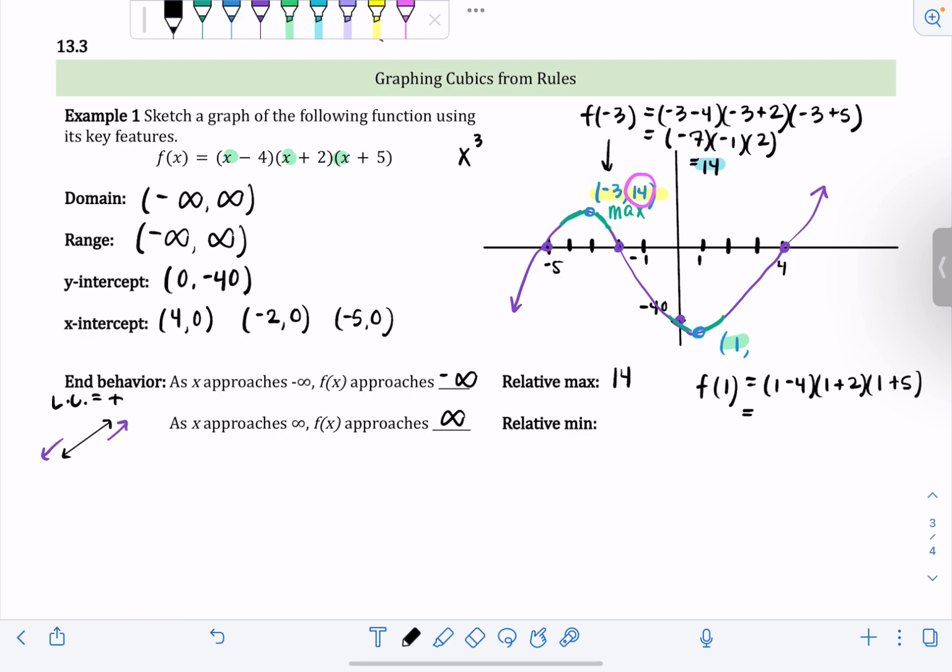So we'll take those, multiply them all together. 1 minus 4 is -3, and then 1 plus 2 is 3, 1 plus 5 is 6. So it's -3 times 3 is -9, times 6 is -54. So that -54, the output value, is the height or the y coordinate of our point.